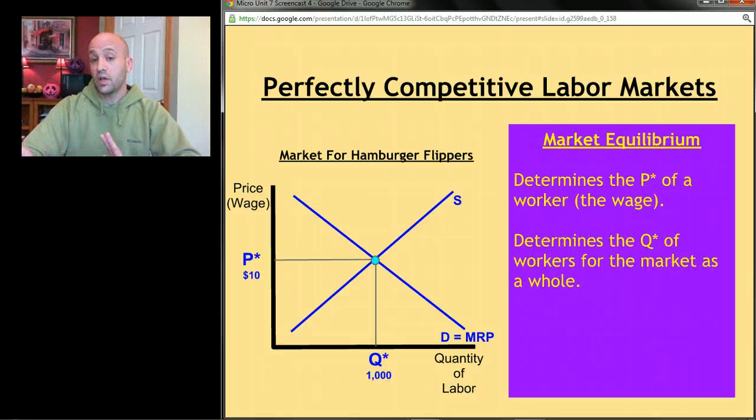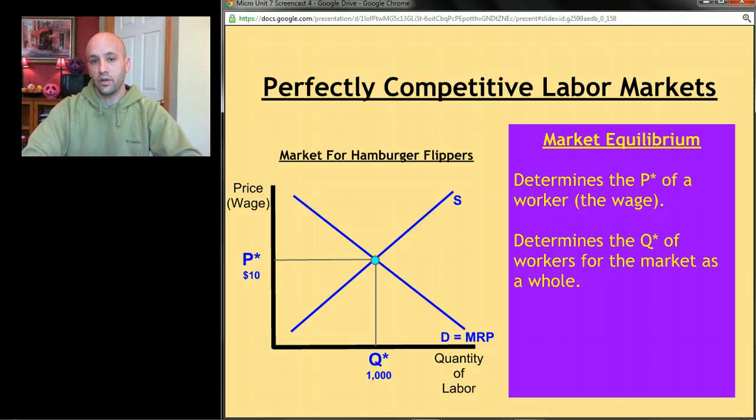All right, well, just like any supply and demand graph, if we go to where supply and demand meets, that's going to determine the equilibrium price, which is the wage, right? The price of a worker is another way of saying their wage, and the equilibrium quantity of workers in that market. So maybe the wage is $10 and the quantity of workers is 1,000 hamburger flippers in this market.